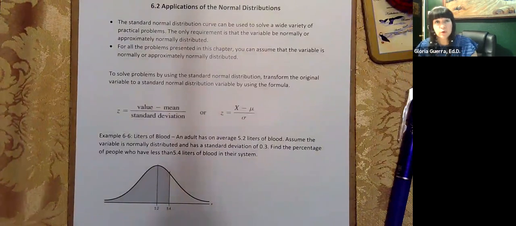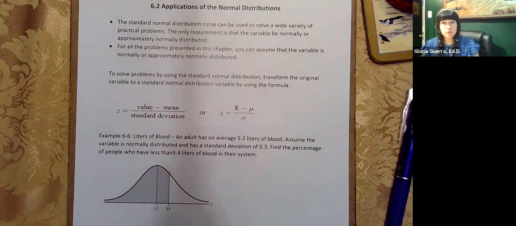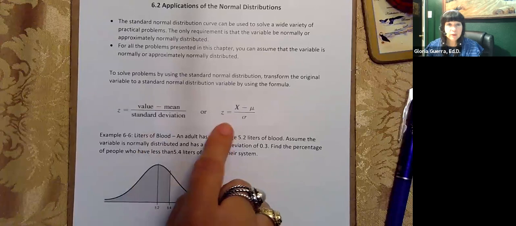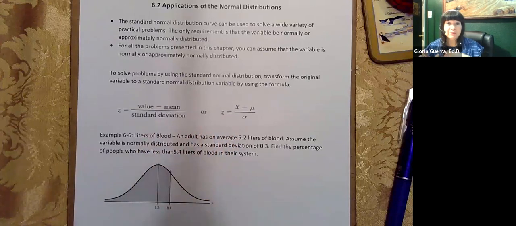Hello, class. I'm going to go over Chapter 6, Section 2 for statistics, the applications of the normal distribution. So we're looking at story problems, applications, and we're going to be using ideas from 6.1. However, the numbers that are originally given have to be transformed by using this formula so that we can use ideas from 6.1. So just keep that in mind.